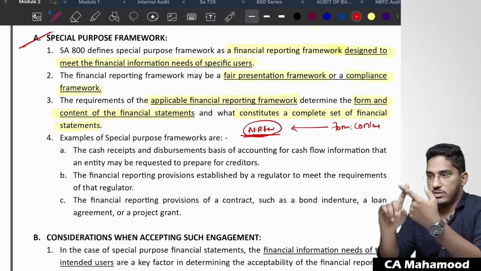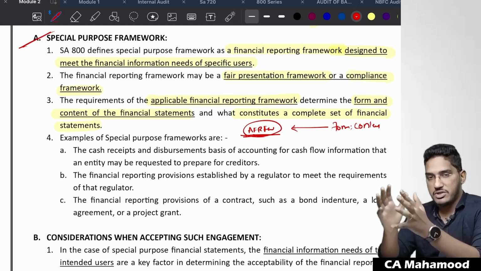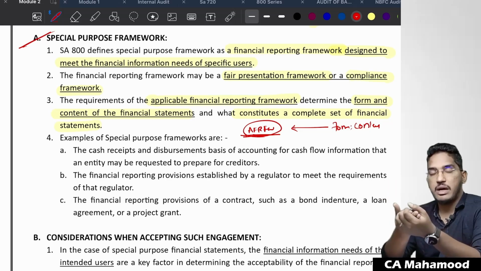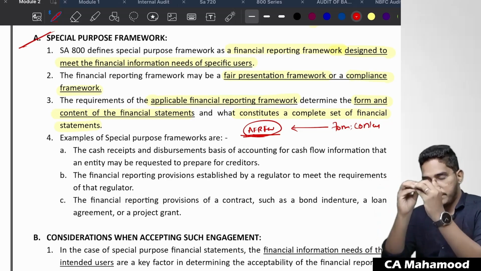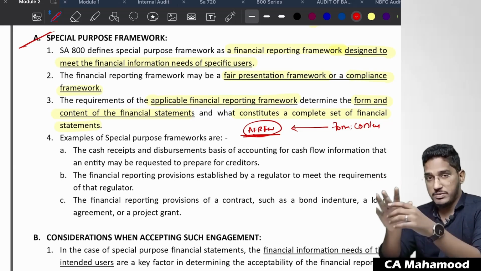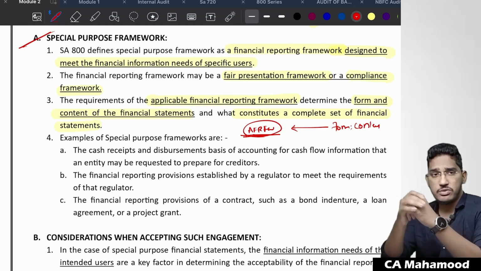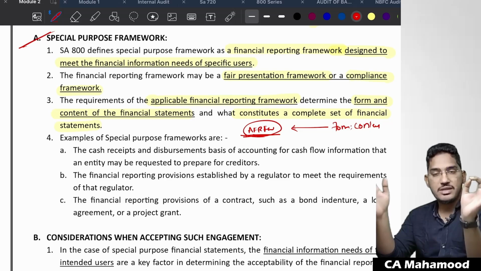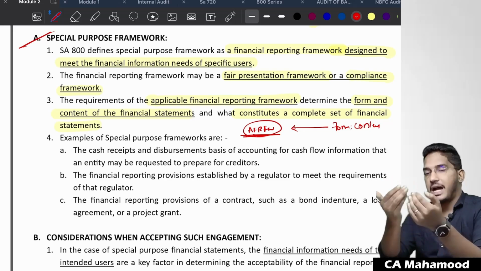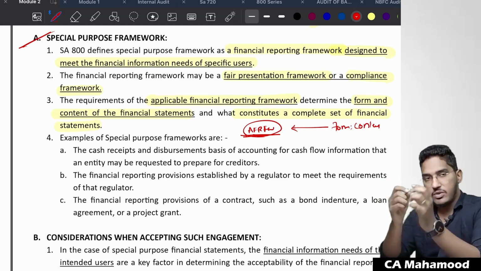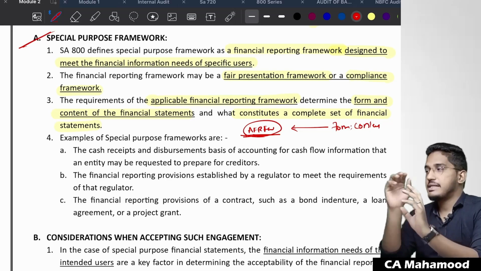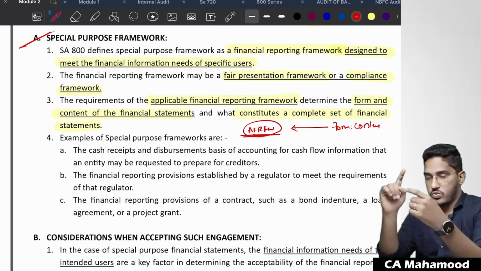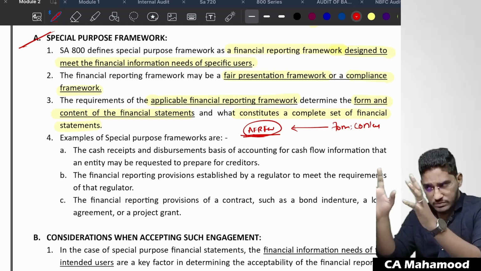So that's why SA 210 also says that one of the preconditions for an audit, one of the important conditions to start the audit, is acceptability of the applicable financial reporting framework. One of the first and foremost responsibilities of the management is to determine their applicable financial reporting framework. And as an auditor, you have to evaluate whether the applicable financial reporting framework which management has adopted is acceptable or not.